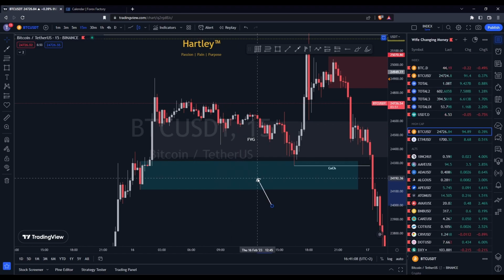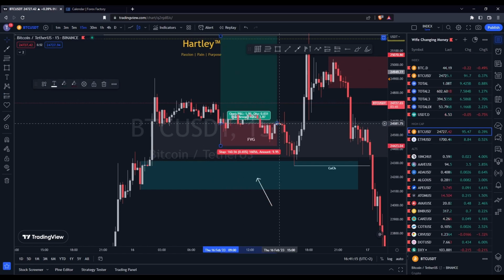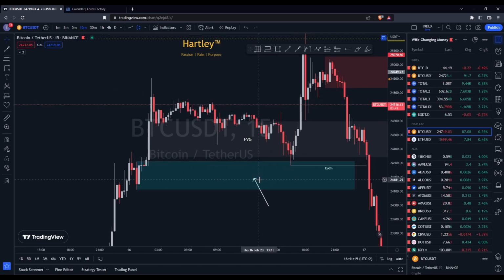Now, a lot of people would be thinking at that point, okay, cool, that was the fair value gap, we tapped into it, now I'm going to go long off of this position, stop loss underneath that wick, and boom, they get stopped out. Why did they get stopped out? Because they didn't understand that you need to wait until 80% of this fair value gap gets mitigated before you can enter that trade specifically.